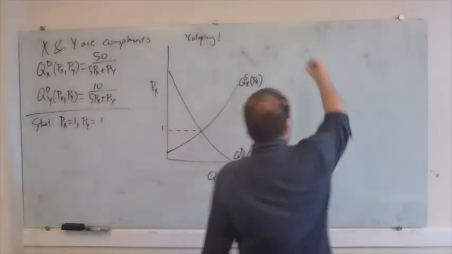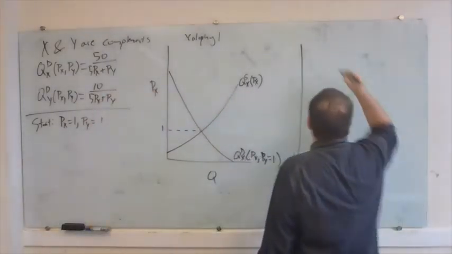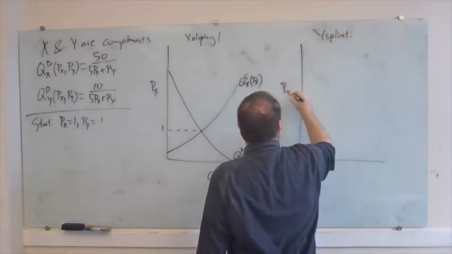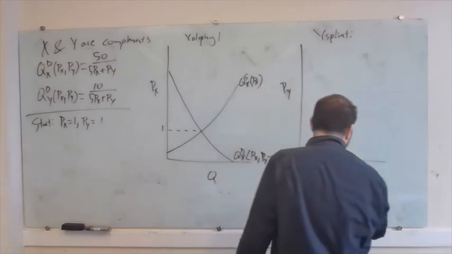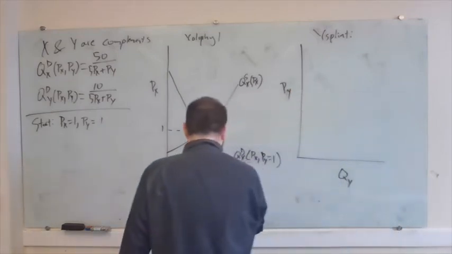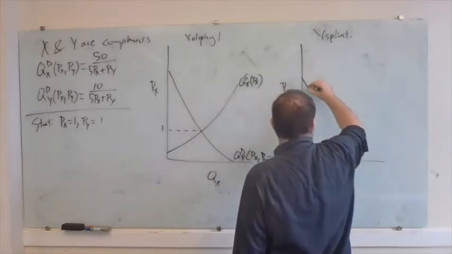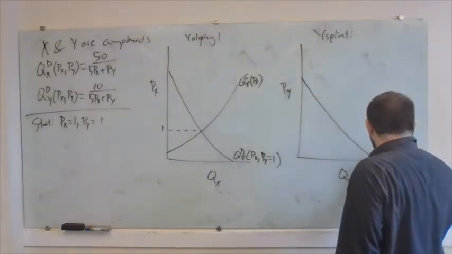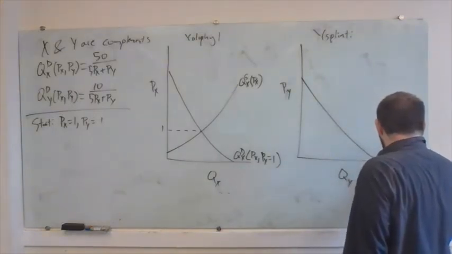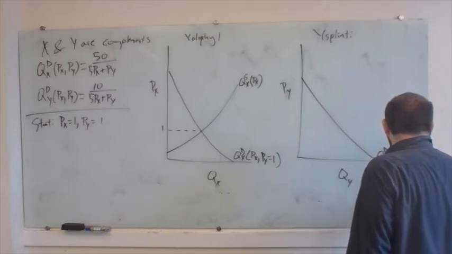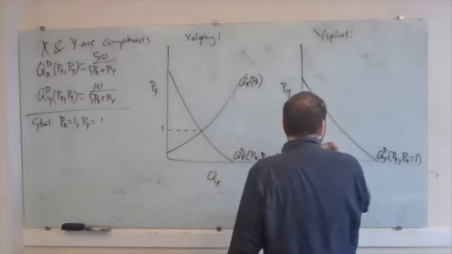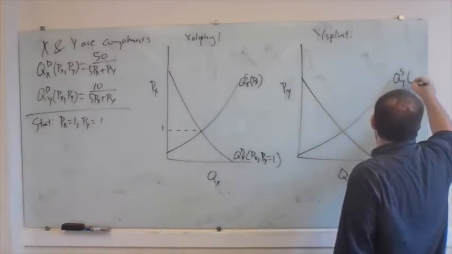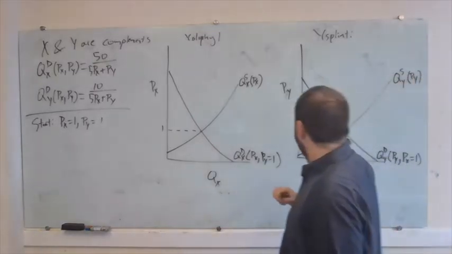Cool. I can do the same thing for Yeslinti, where again I can draw some demand curve. It's going to tell me my demand for Yeslinti at any given price py, holding px constant at 1. And again, I'll just draw some arbitrary supply for Yeslinti that only depends on py. Great.